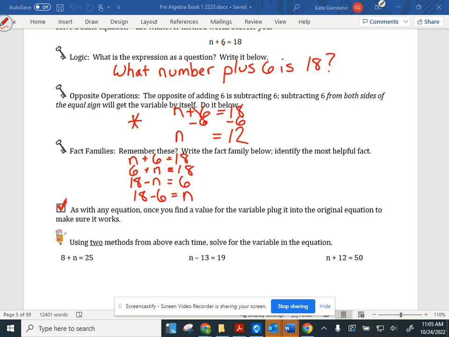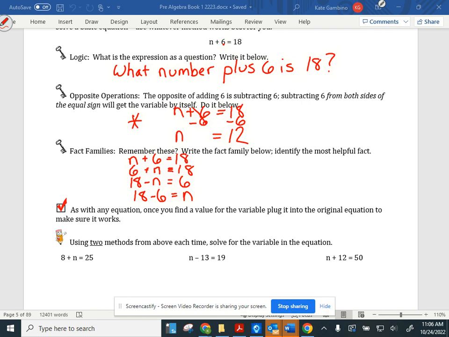So you can look at it as a question. What number plus 6 is 18? You could use those fact families. N plus 6 equals 18, 6 plus n equals 18, 18 minus n equals 6, 18 minus 6 equals n. Oh, that last one really tells me what math I have to do. 18 minus 6, and I easily get my answer.